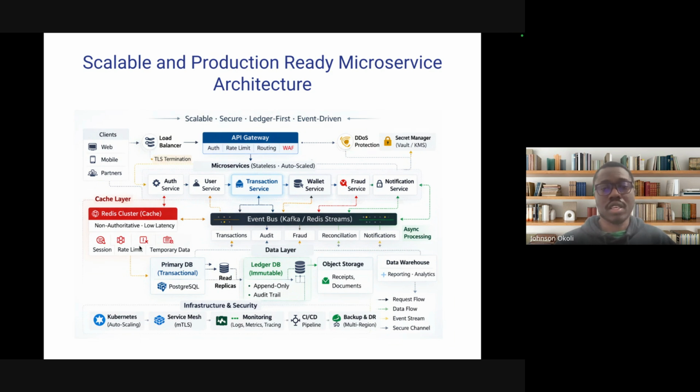So this is a microservice architecture where we have the event bus. In this scenario, it is Kafka. We have different kinds of event buses, but in this case, we have Kafka that manages the events. So for every activity that is made, this keeps track of them and emits to the right service. Here we have the auth service, user service, transaction service, wallet service, and fraud service. The fraud service checks for anomalies in the transactions and flags them based on the metrics set.